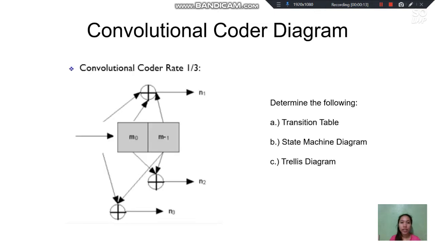Today I will discuss how to determine the transition table, state machine diagram, and trellis diagram based on a given convolutional coder diagram.